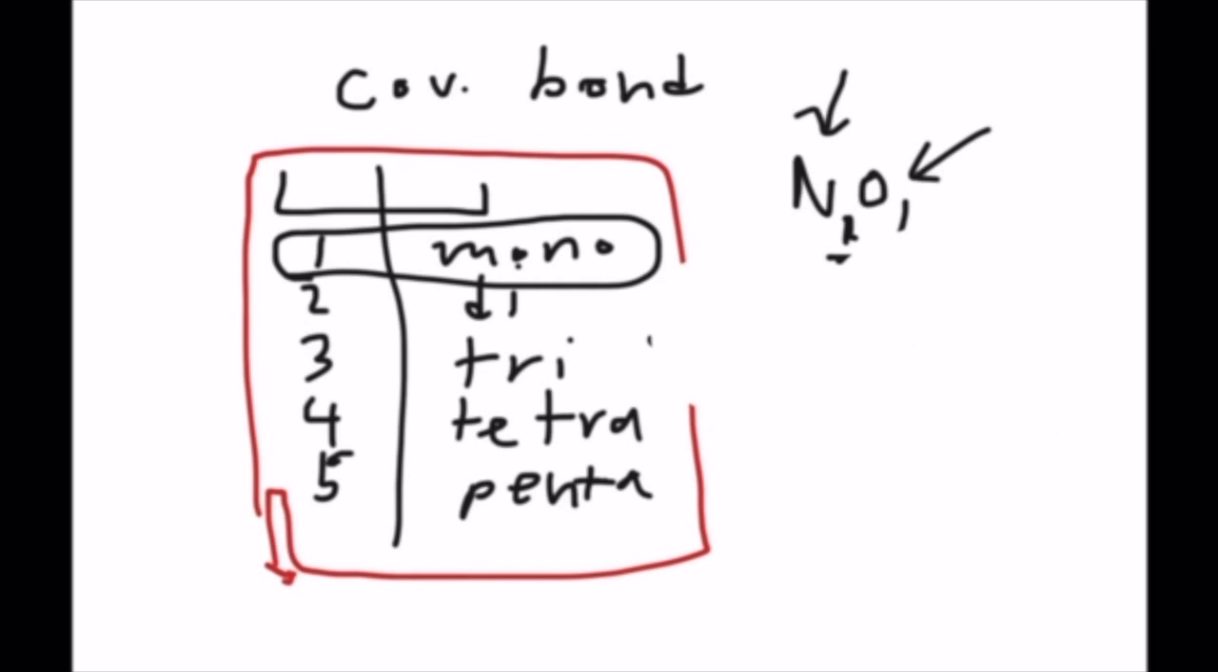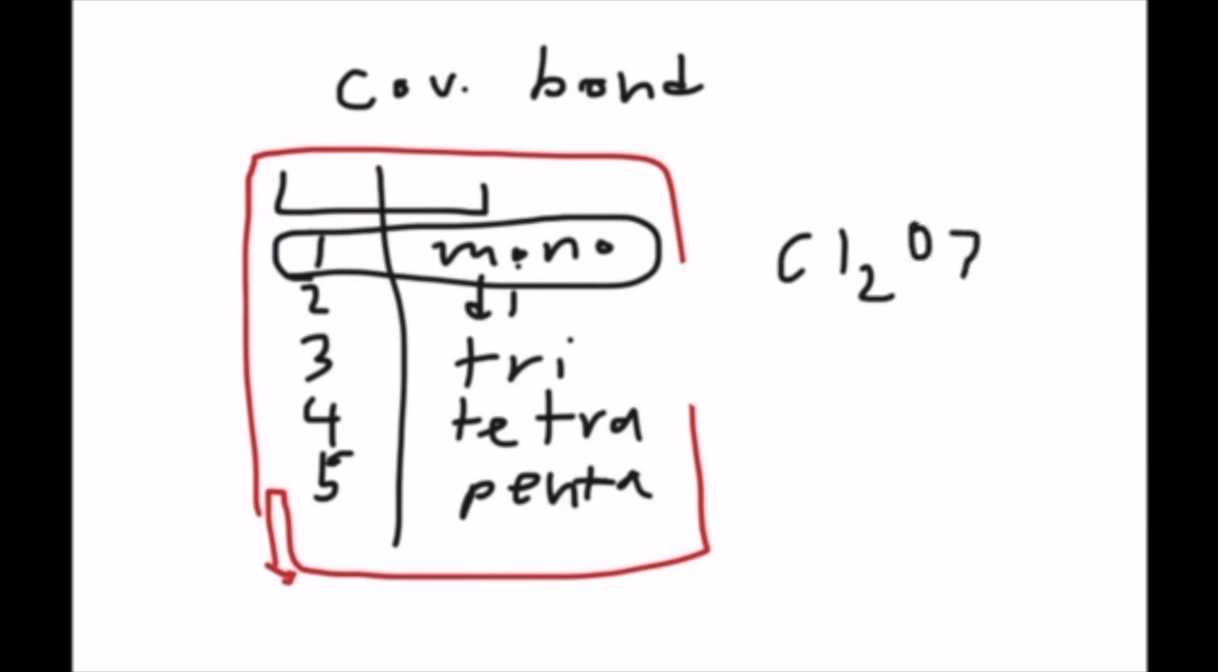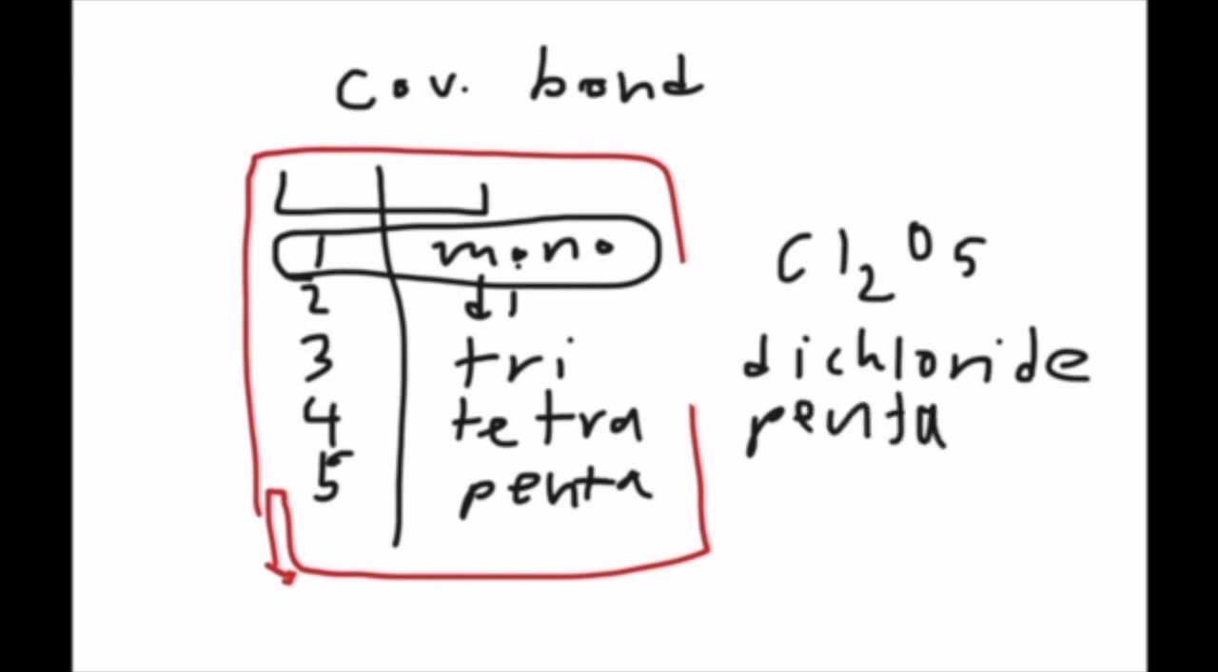So let's have the example Cl2, which is chlorine, and there's 2 of them because it's a chlorine gas. Cl2O7. We don't have 7 on this table, so let's just keep this as O5 for now. So if we have Cl2O5, what this is going to be is Cl2, we see that's going to be dichloride and pentaoxide. And that's how simple it is.